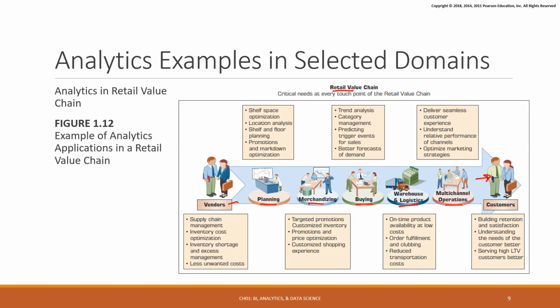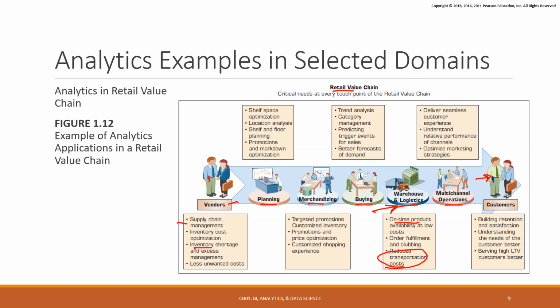reach the final customers. So in each of these areas, we can see different types of analysis strategies that will support the entire retail value chain. So with vendors, you might do some supply chain management analysis to see how they could work. And that would usually go, in my mind at least, in combination with some warehouse and logistics as well. Okay, because we could be looking at reducing transportation costs, on-time product availability, et cetera.